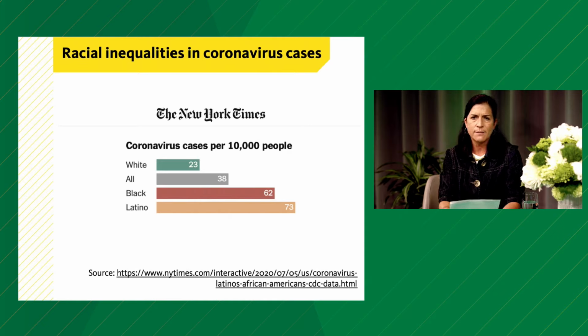Another way to visualize this data is in racial inequalities in coronavirus infection rates. And like I said earlier, some of this data is coming from the New York Times, which demanded it be released by the CDC in June of this summer, and they're producing some innovative ways to visualize coronavirus data. You can see that on their website.